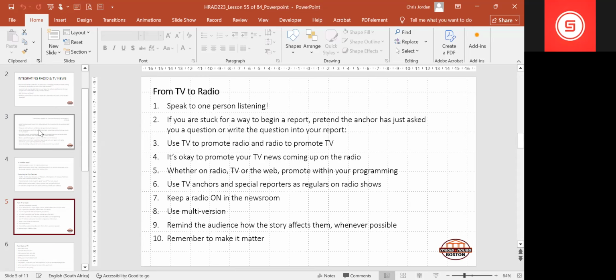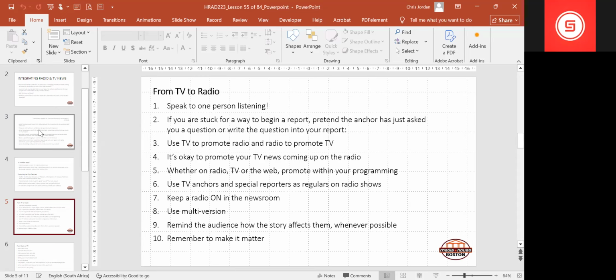Use TV to promote radio, and radio to promote TV. It's okay to promote your TV news coming up on the radio station. We're looking at, for example, an all-media conglomerate like the SABC, where this would apply. I don't really hear much of it, but let me be honest, I don't listen to a lot of SABC stations, so that is up for question. Whether on radio, TV, or the web, promote within your programming.